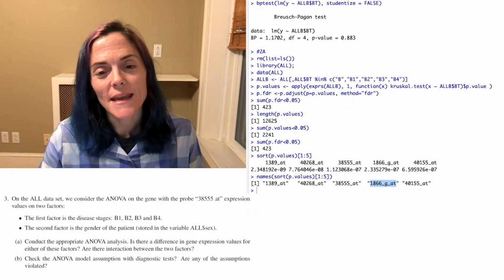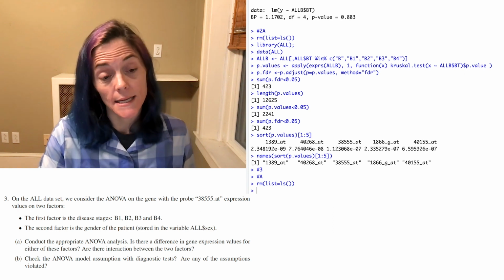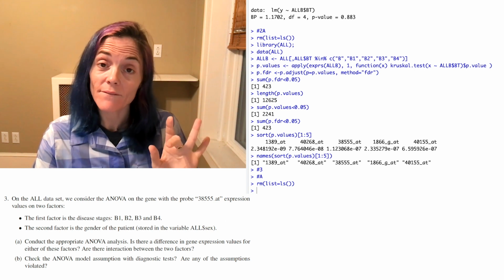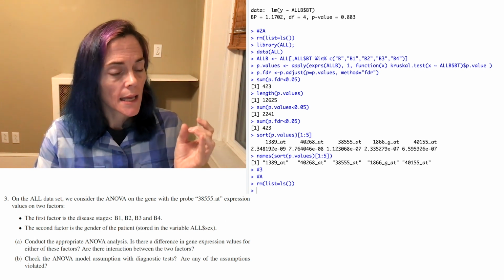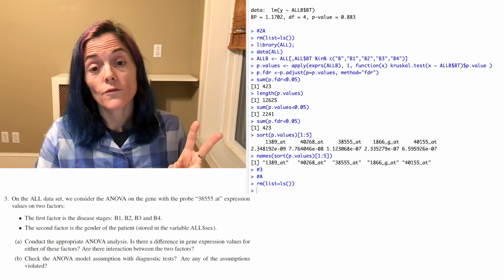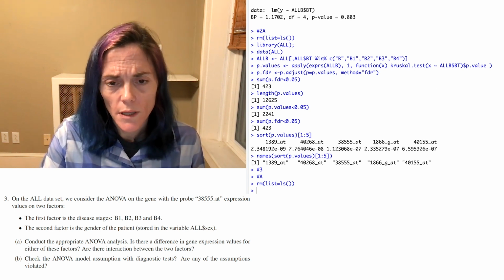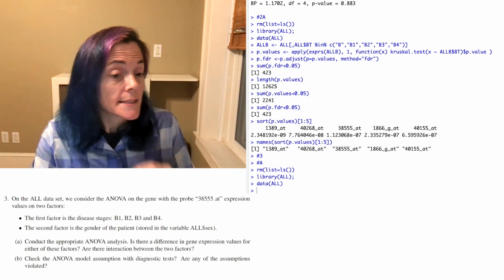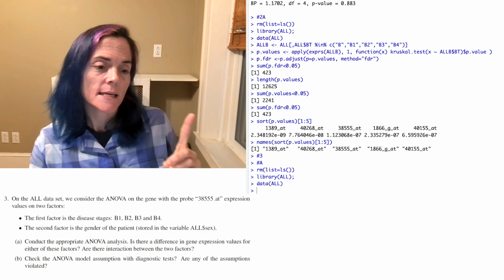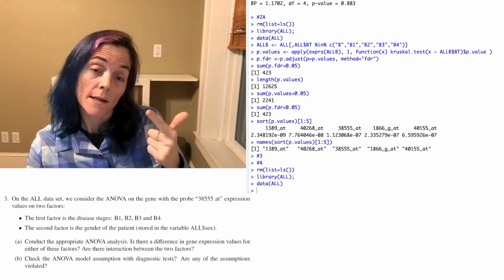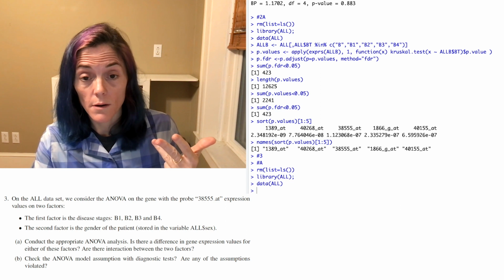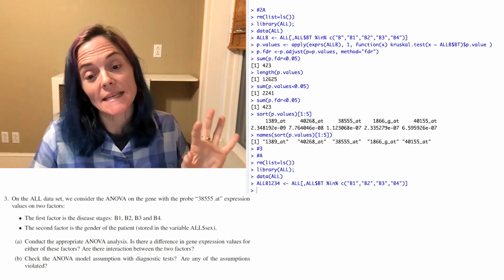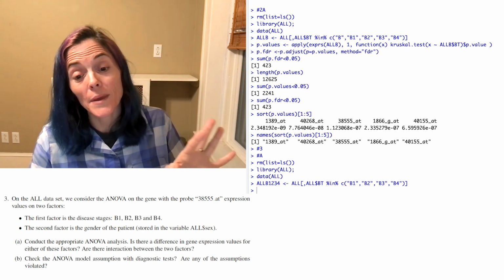Okay, number 3. On the ALL data set, we consider the ANOVA on the gene with probe 38555AT. Expression values on 2 factors. So first of all, let me reload this library and data. First factor is disease stages. I'm going to use B1, B2, B3, and B4. Now I have loaded those patients into this all B, 1, 2, 3, 4.